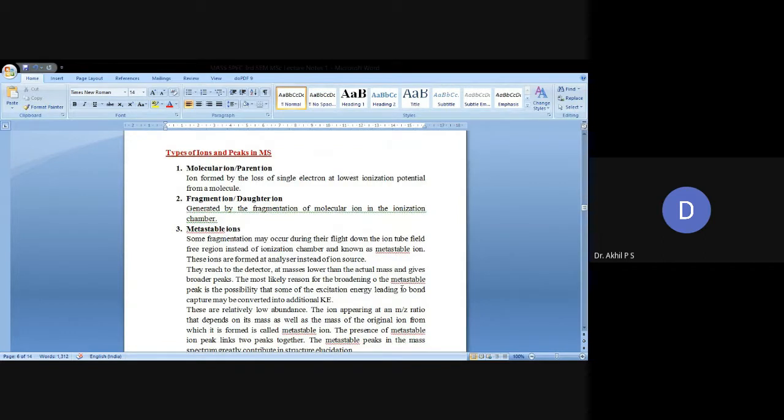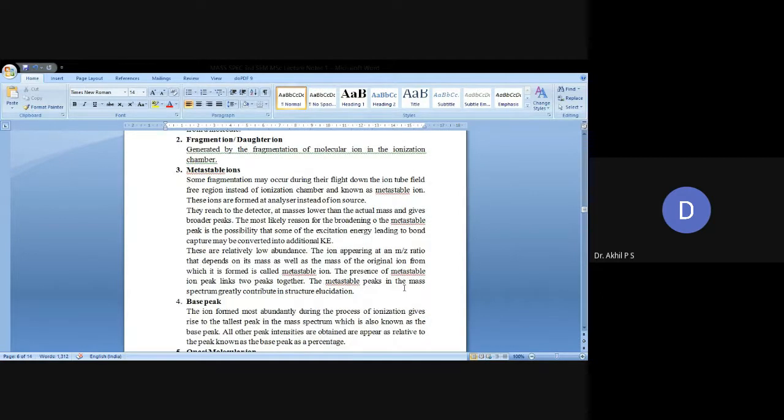Molecular ion or parent ion: an ion formed by loss of a single electron at the lowest ionization potential from a molecule. Coming to the fragmentation ion or daughter ion: generated by the fragmentation of the molecular ion in the ionization chamber. And third one, metastable ion.